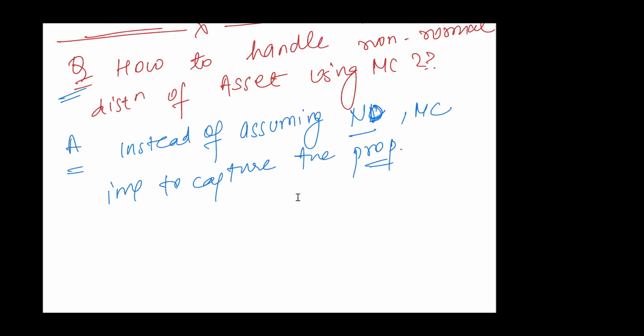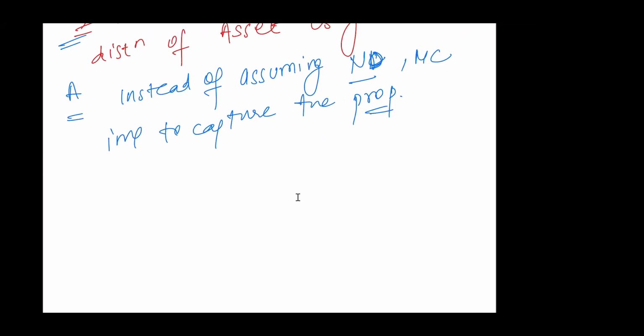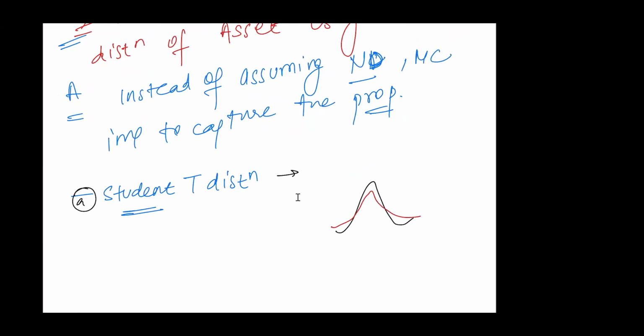When I say capture the properties, I mean if you find out that your returns are not normally distributed, you can use a student t distribution. So what is a student t distribution? In a student t distribution, the tails, right? If you see, this is a normal distribution, and this will be your student t distribution. The tails are thicker in this. When the tails are heavier, it is more flexible for modeling returns with higher kurtosis, right?